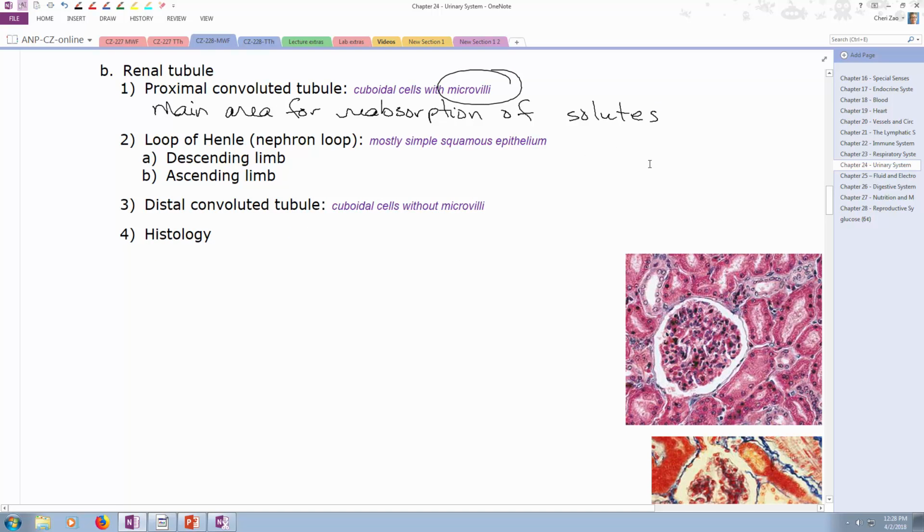So loop of Henle is the old name. We're trying to switch to nephron loop, and that is going to be mostly simple squamous epithelium. So that tells you this area is not an area where reabsorption is high priority. We have to let you know that different things happen in the descending limb and ascending limb. And so that's why we have them listed differently, because different things happen. But we know our loop of Henle and descending and therefore ascending limb are all located in the pyramids, right?